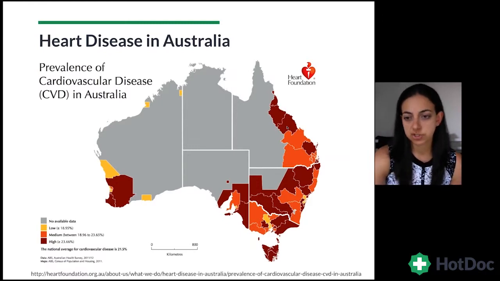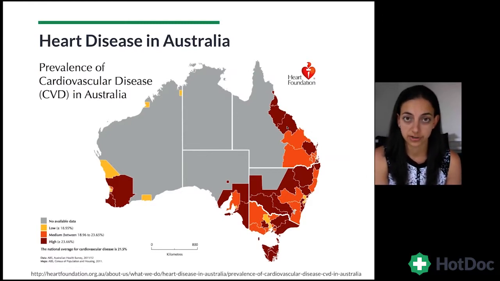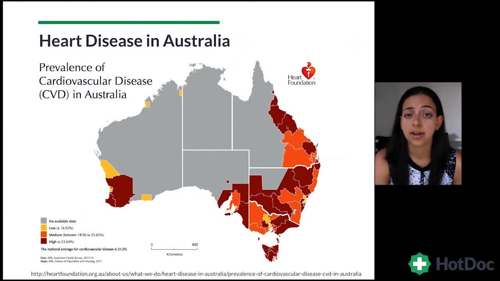We can see from the screen, and hopefully you'll be able to see this well on your screens, the areas that are shaded in that dark maroon color are the areas with the highest incidence or highest prevalence of cardiovascular disease, and that's over 23.66%. The next color down is the orange, that amber color, that's medium prevalence, and that's between 18.9 to 23%. Then the yellow is low prevalence with less than 18.95%. And the gray areas, which is a fair bit of Australia, is just where we don't have any data available.